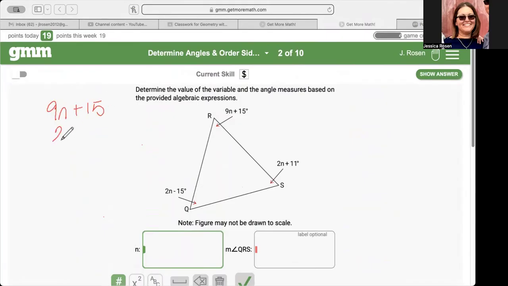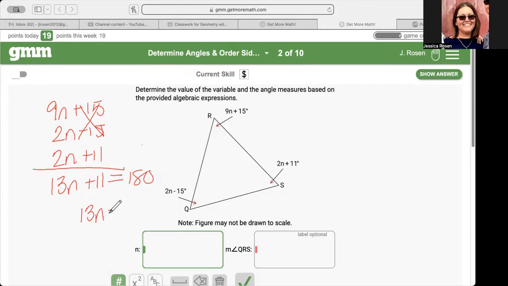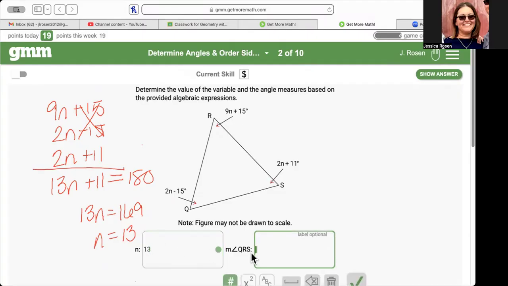9n plus 15, 2n minus 15, and 2n plus 11 is all going to equal 180. 9, 10, 11, 12, 13n. These cancel out, so it just leaves me 11, or you can put it in a calculator. And then we're going to do subtraction property of equality. So 180 minus 11 is 169. And then division property of equality, we're going to divide by 13, gets me 13, okay? So it tells me right here, we got to put that in, and my answer is 13, so I'm correct.